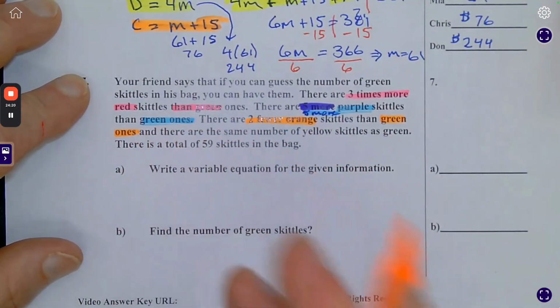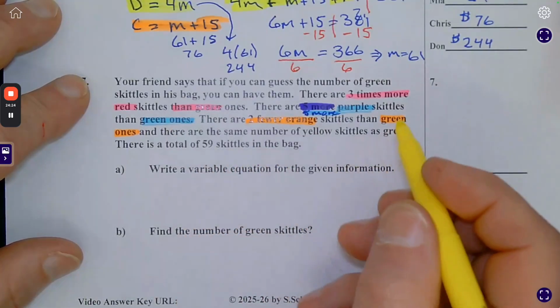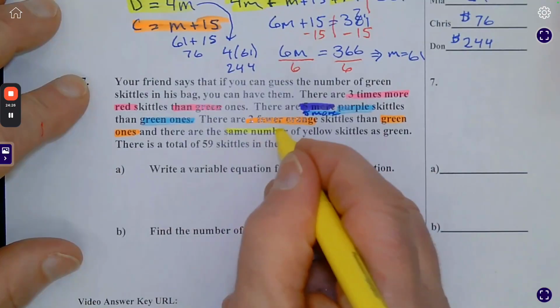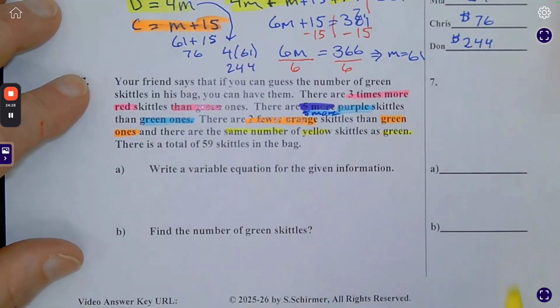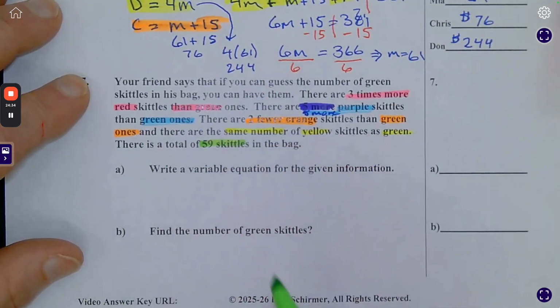Notice how we're comparing everyone to green ones, right? And there are the same number of yellow as green. And then there's a total of 59 Skittles. Man, that was a lot. We got this though. We got this.